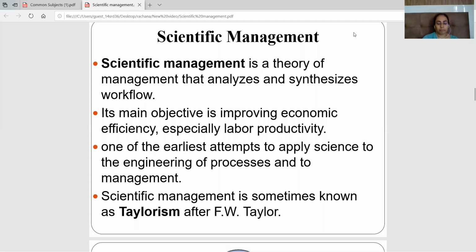Good morning, everyone. In today's topic, we will study the principles of scientific management and the techniques used in scientific management. First, we need to know what scientific management is.